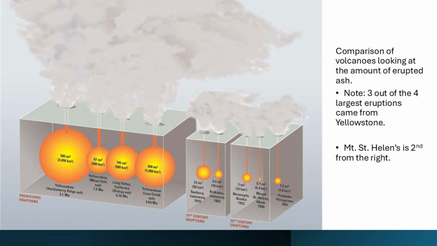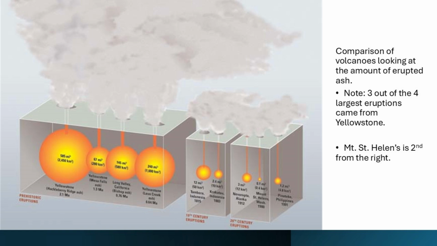So the one furthest on the right was Mount Pinatubo from the Philippines in 1991. And that was the second largest volcanic eruption in the 20th century. So Mount St. Helens is significantly smaller. To the left of Mount St. Helens was actually the largest eruption in the 20th century, and that took place at Novarupta, Alaska in 1912. It released 30 times the volume of lava that Mount St. Helens released. So those are some of the smaller ones.